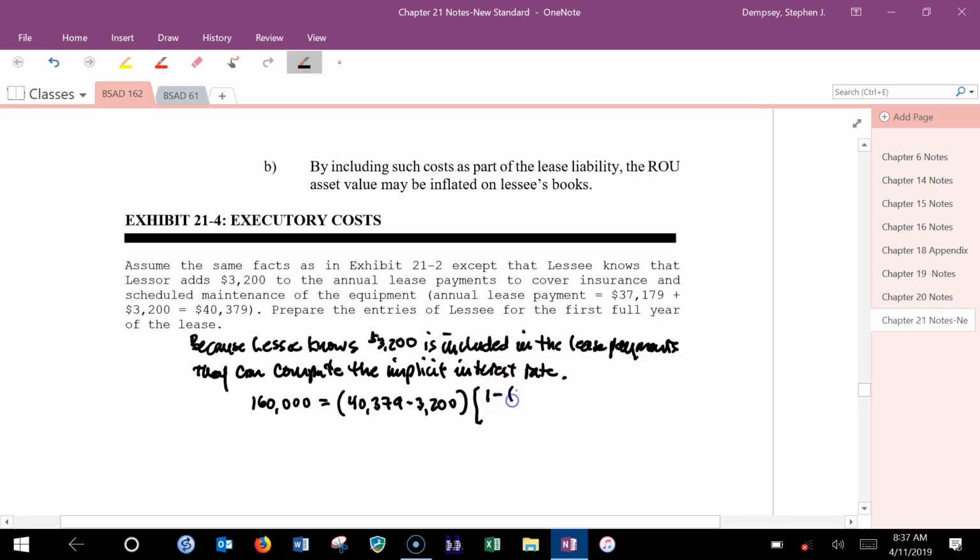So, present value of an annuity, 1 plus I to the negative 5 over I. Annuity due. And what else would they add to this? The residual value, okay? So the residual value is 8,000.